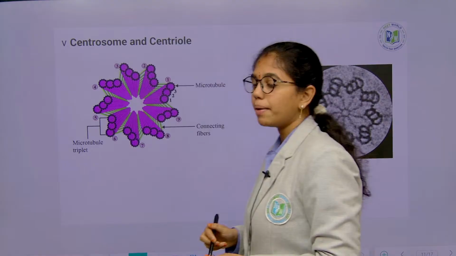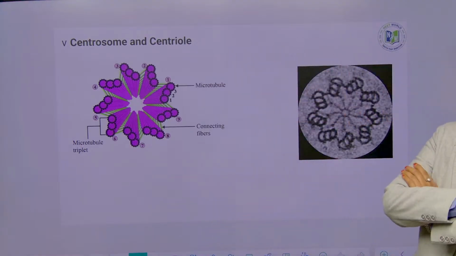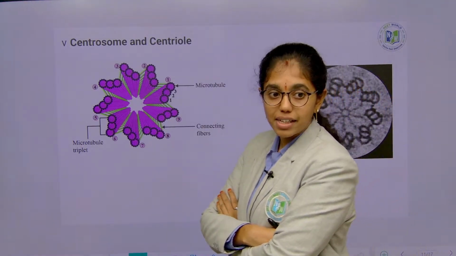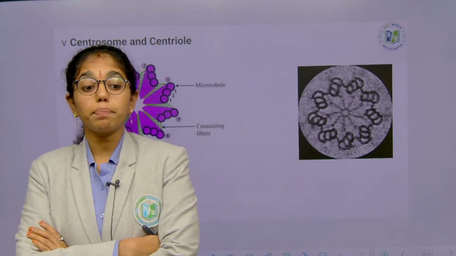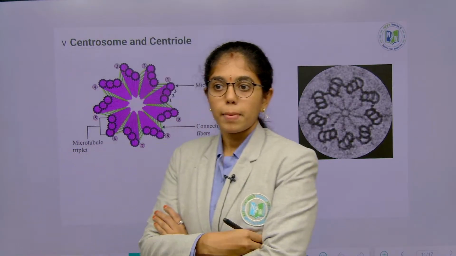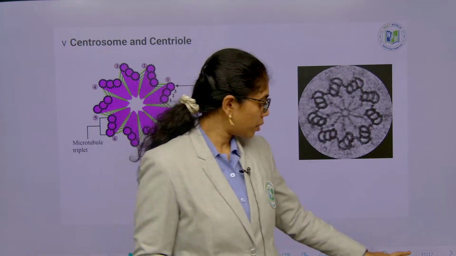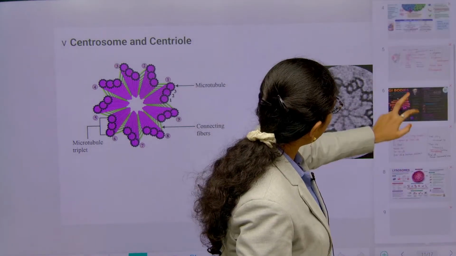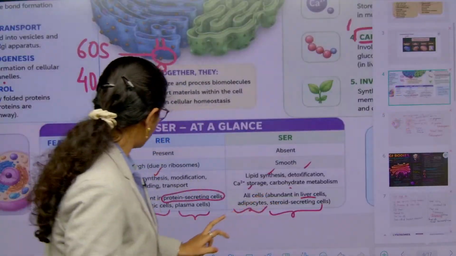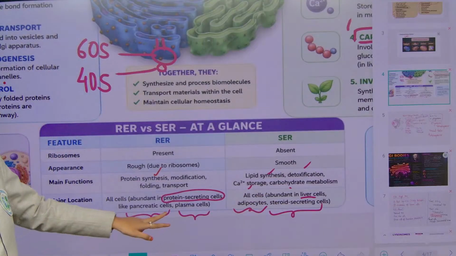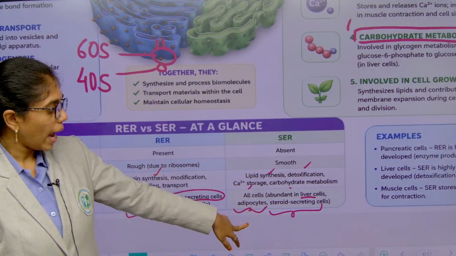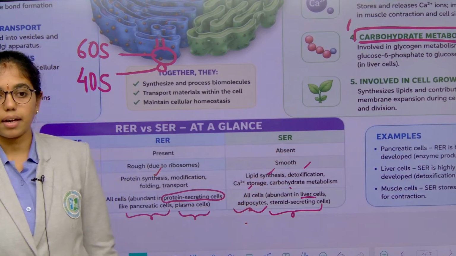Cells with a high amount of RER or high amount of SER: we have seen adipocytes and liver cells for SER, and for RER we have seen pancreatic cells. Likewise, I have made you people write also. If you haven't taken it down, please take it down, that is important. Pancreatic cells and plasma cells for RER; adipocytes and liver cells for SER.